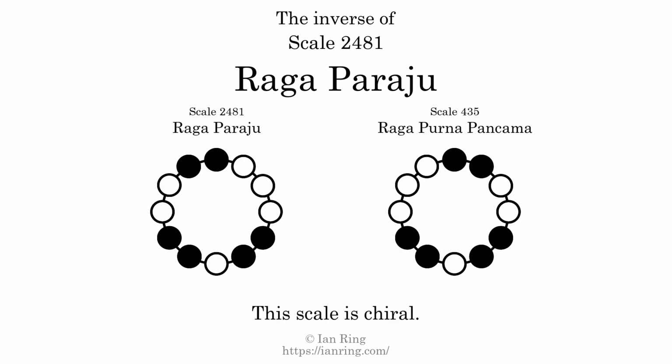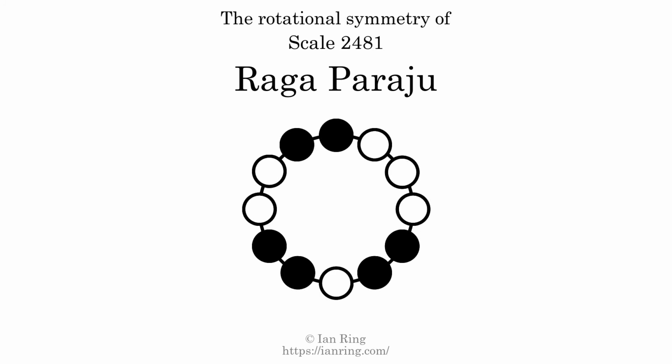The inverse of a scale is a mirror image. It is what you get when the sequence of intervals is reversed. The inverse of this scale is scale 435, also known as Raga Paraju Pancama. This scale is chiral. It cannot transform into its inverse by rotational transformation. This scale has no rotational symmetry.